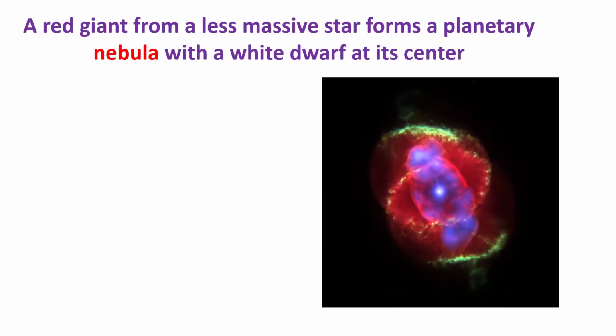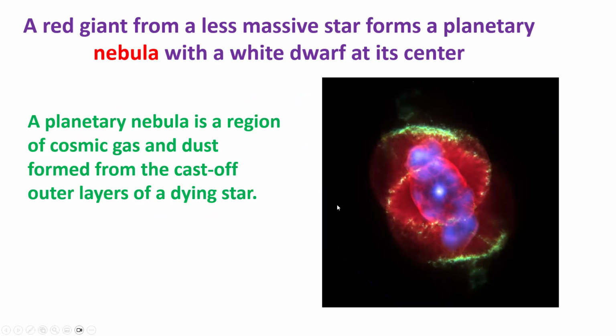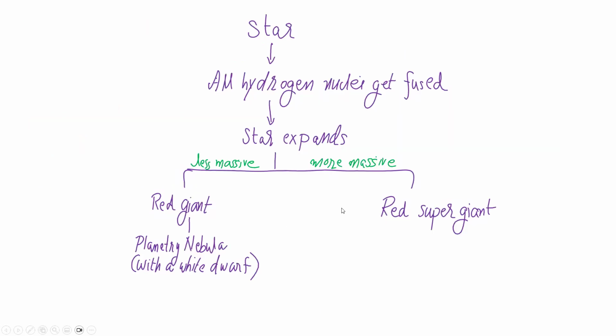Now a red giant, a less massive star, forms a planetary nebula with a white dwarf at its center. This sequence is for those stars which are less massive, and the planetary nebula is a region of cosmic gas and dust. The white dwarf topic was discussed in the start of the chapter also. Now look at this flow chart again. From red giant, we will go towards the planetary nebula with a white dwarf.